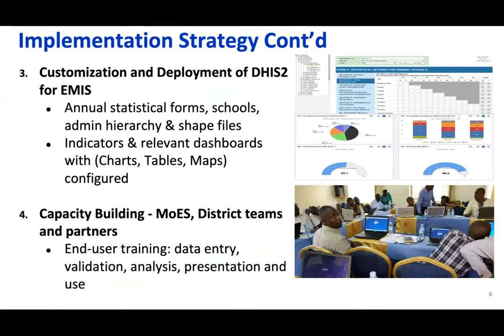Then we embarked on the customization of the tools that are used in data collection. Particularly, we were able to customize the annual census tool, which also happens to be almost a generic tool across the developing countries. The tool that you've seen Alpha share is almost the tool being used in Uganda. So it also shows that it would be very easy for many countries, just like we've done for health in Africa, to start using DHIS2 for EMIS.